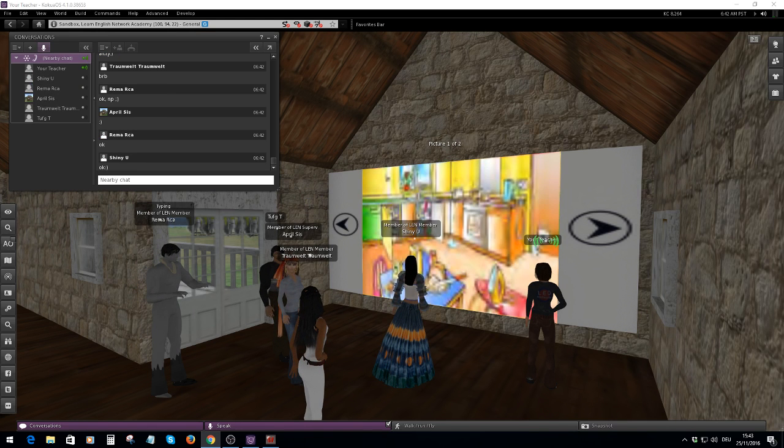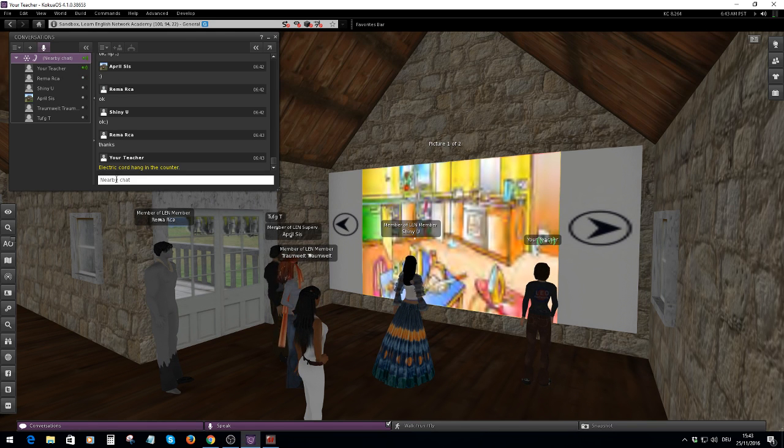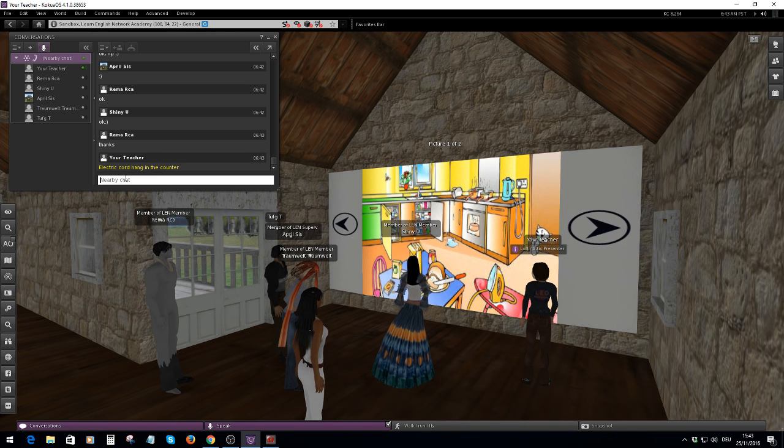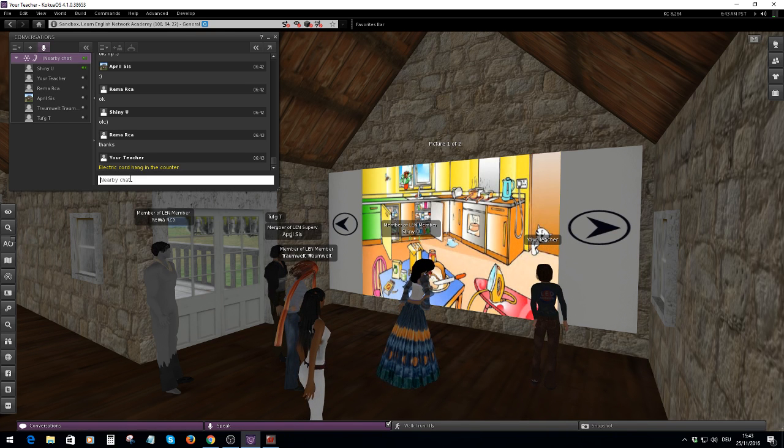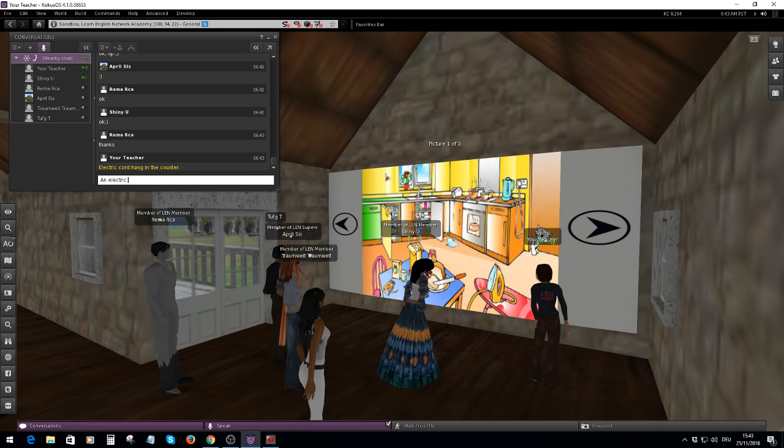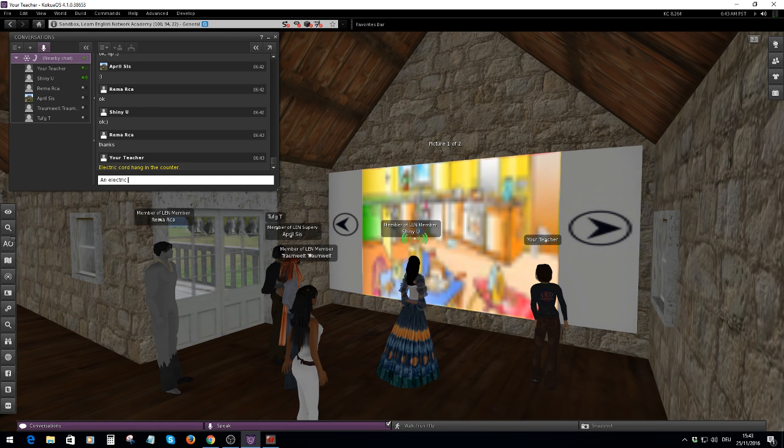Okay, so then again, we've got electric cord hang in the counter. Can it hang in the counter? And what's missing from electric cord? Shiny. Is hung in the counter in? Okay. What's missing from electric cord though? In and other.